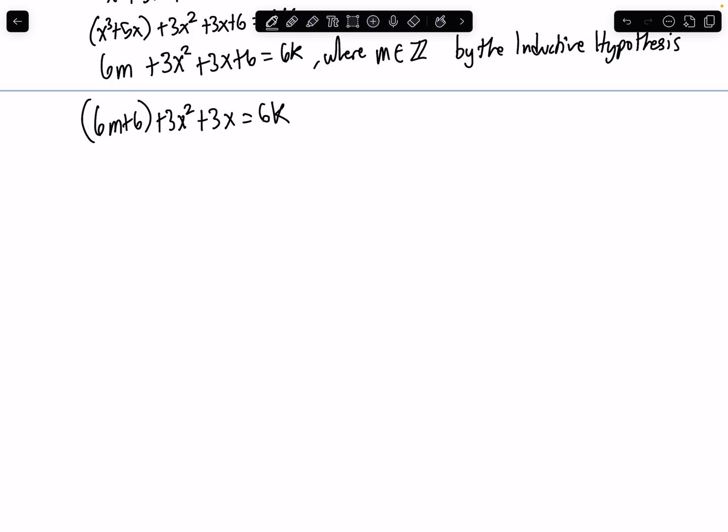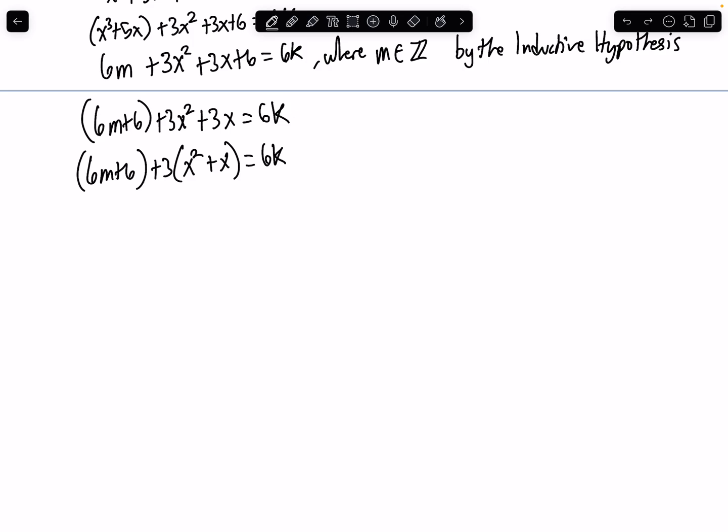Well, one way to do this is to say that a multiple of 6 just means that the number is divisible by both 3 and 2. We can clearly see here that 3x squared plus 3x is a multiple of 3. By factoring out this 3, we get x squared plus x, right? So we know that this is a multiple of 3, so we just need to prove that x squared plus x is a multiple of 2. We actually already know that this is a multiple of 2.